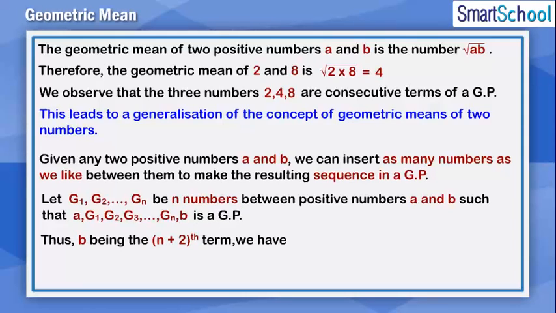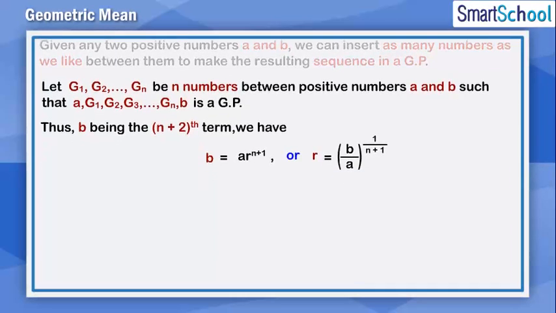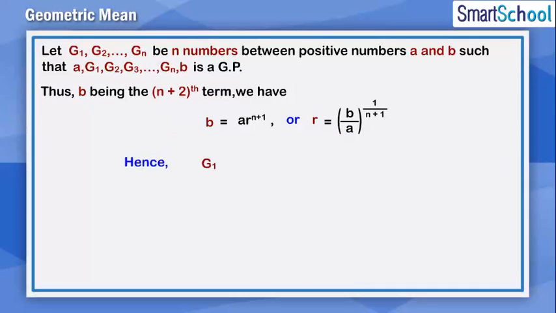Thus, b being the n plus 2th term, we have b is equal to ar raised to the power n plus 1, or r is equal to b upon a raised to the power 1 upon n plus 1. Hence, G1 is equal to ar is equal to a into b by a raised to the power 1 upon n plus 1.